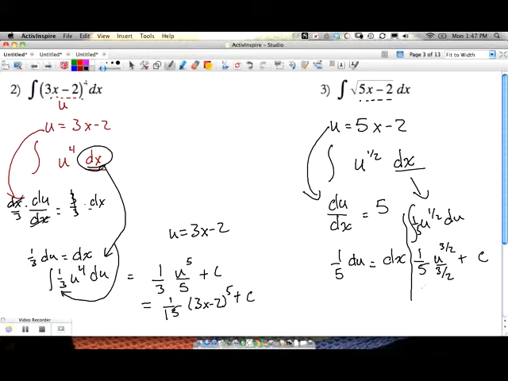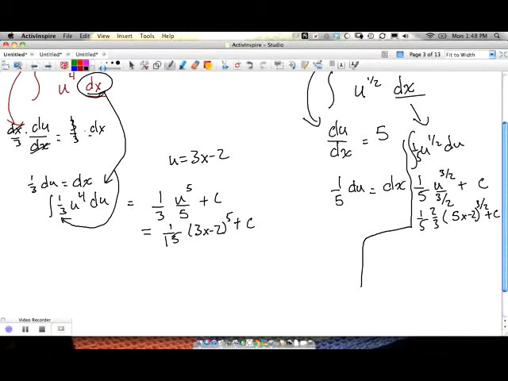Now we got a little bit more simplifying to do here. 3/2 in a denominator is really 2/3. And u to the 3/2 is really 5x minus 2 to the 3/2, because that's what u is. Sounds like poor grammar. U is what u is. Alright, 2 over 15, so we got 2 in a numerator and 15 in a denominator, times 5x minus 2 to the 3/2, and of course, plus the constant. Done dizzle.